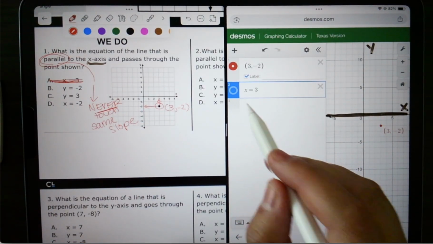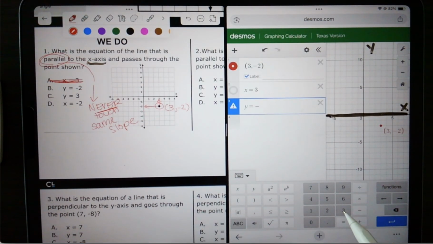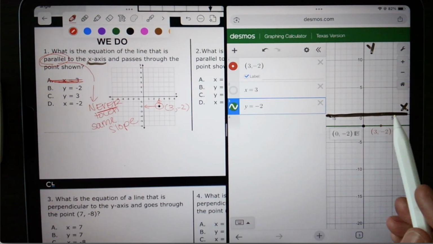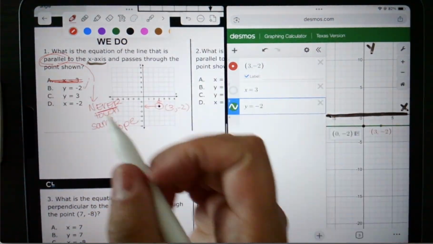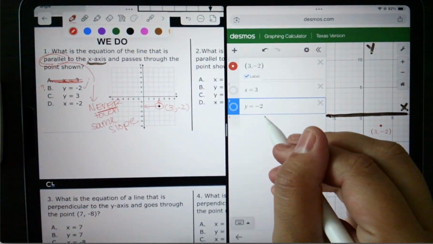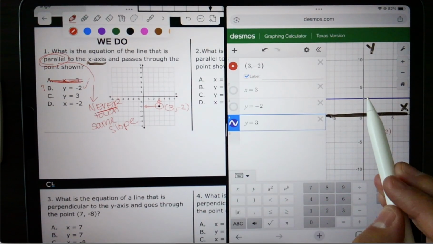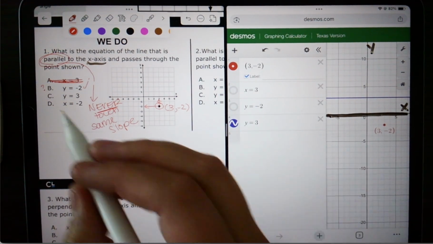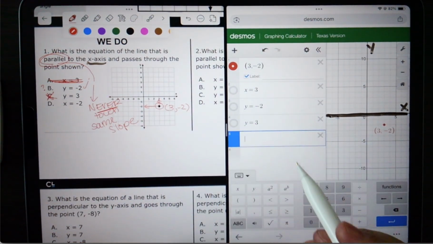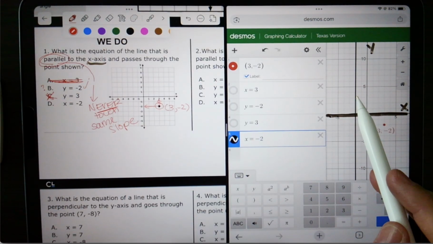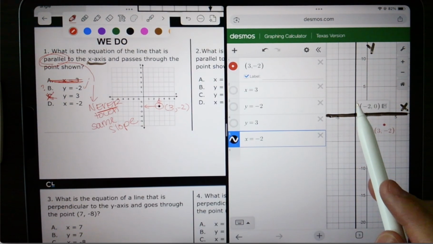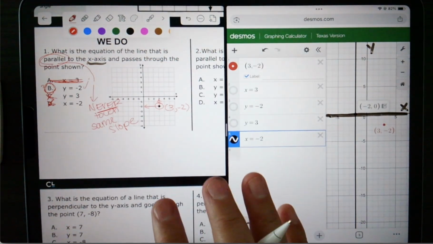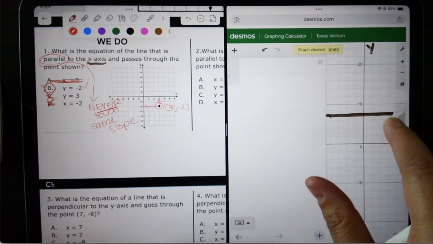So now B, we're going to take the color off. B is y equals negative 2. Now I touch my point, and this green line is parallel to my x-axis. This one is good. So maybe B is my answer. Now if I put C, y equals 3, C is parallel to my x-axis, but it's not touching my point, so that's not good. And if I put D, x equals negative 2, this one is touching my x-axis, so that's perpendicular, and I'm looking for parallel. So B would be my answer. Okay, let's go and try the next one.